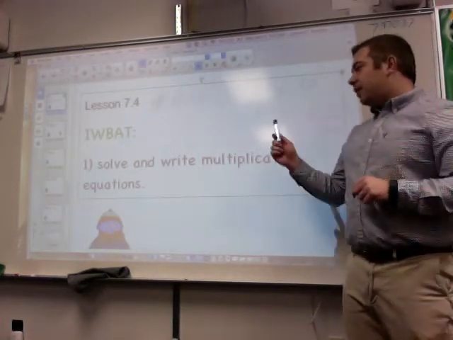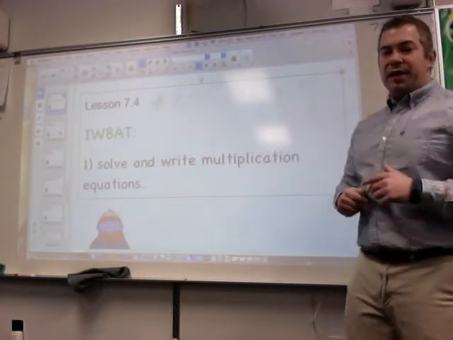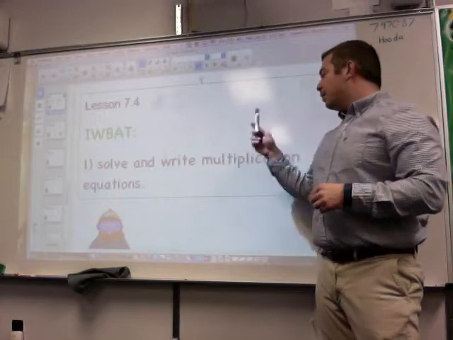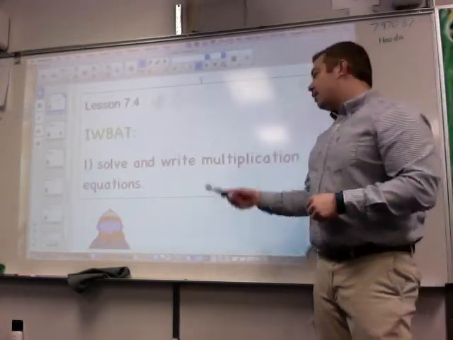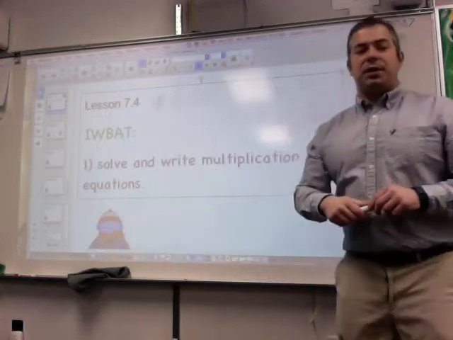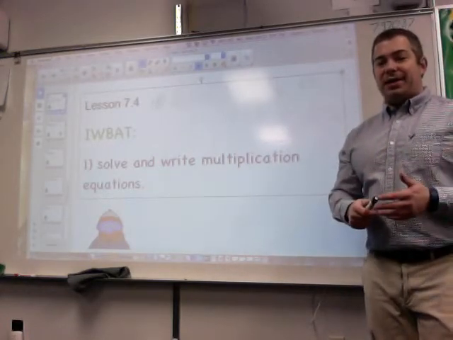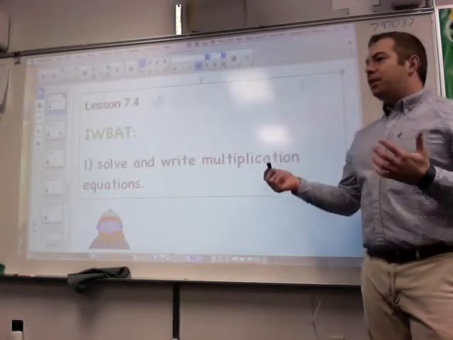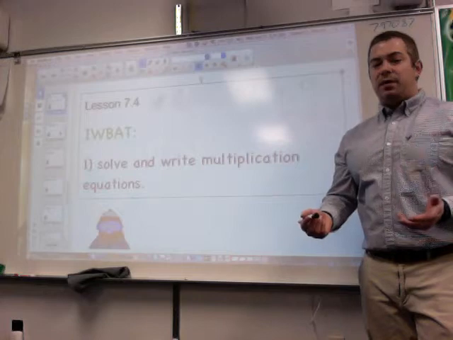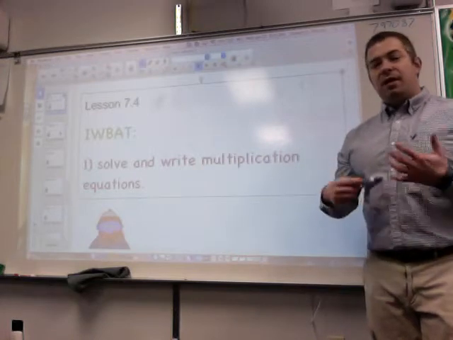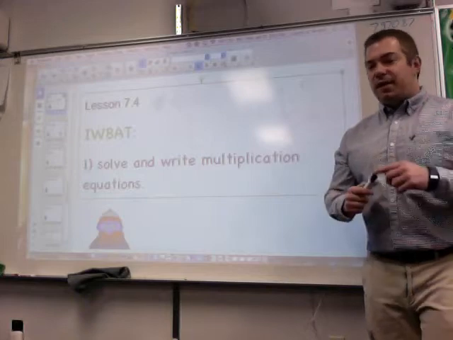Here's your objective. I will be able to solve and write multiplication equations just like 7.3, which was solve and write subtraction equations, and 7.2, solve and write addition equations. We're going to be doing the same thing. We want to get the variable all by itself. So if we're going to be multiplying with a variable, to get it by itself, we have to divide. You'll see what I mean in a second, but the key point again is get the variable by itself by doing the inverse.